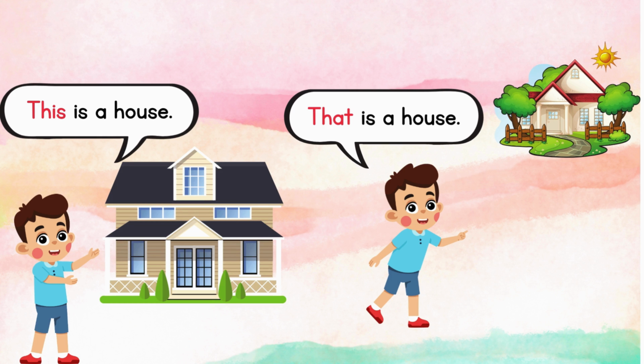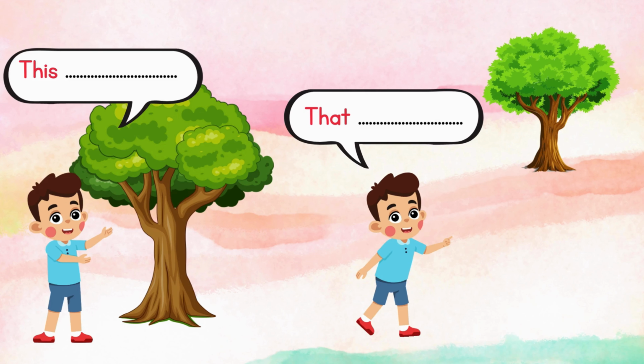Look at the next picture. This is a house and that is a house. This house is near me and that house is far away. Very good. Now your turn. Can you make some sentences?